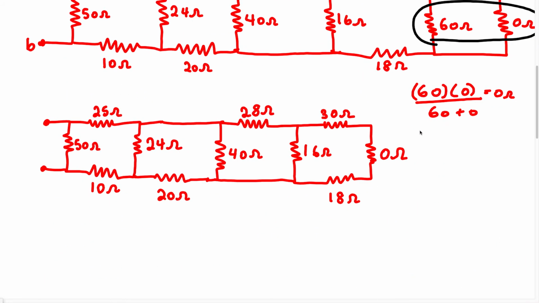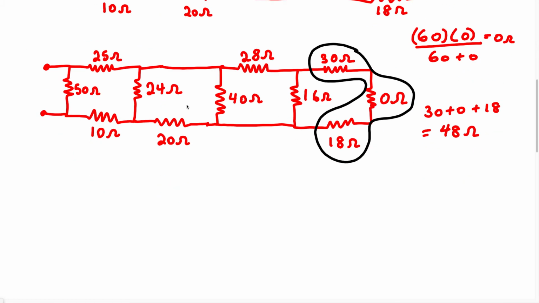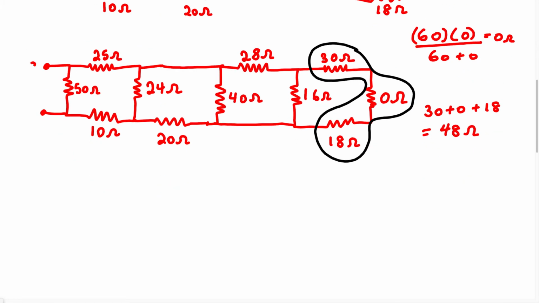Alright, let's continue. So now when we look at this, we have this 30 ohm, 0 ohm, and 18 ohm resistor, and all of them seem to be in series. Once we identify these resistors are in series, we're just going to add. We have 30 plus 0 plus 18. That's going to give us 48 ohm. So let's redraw the circuit diagram once again.